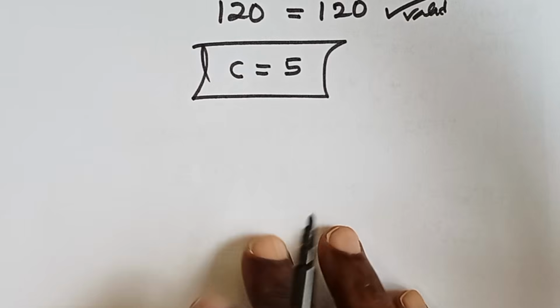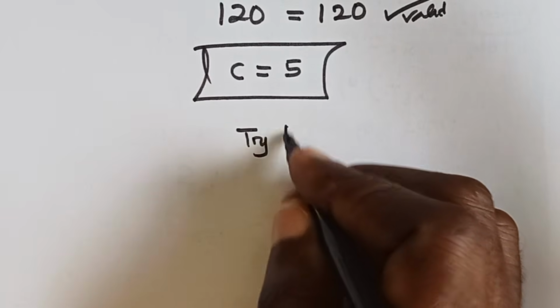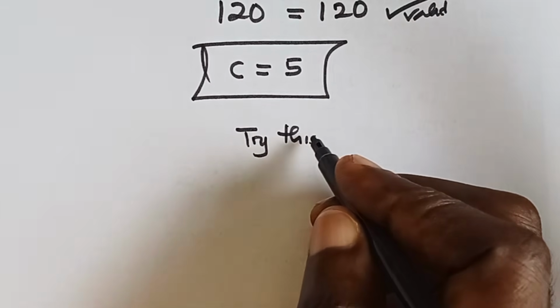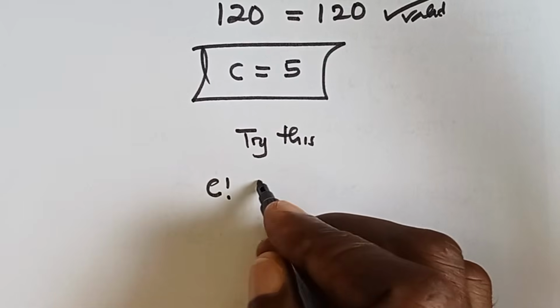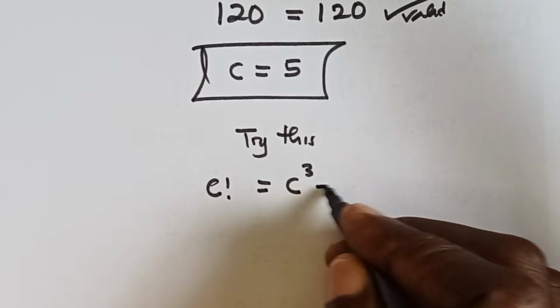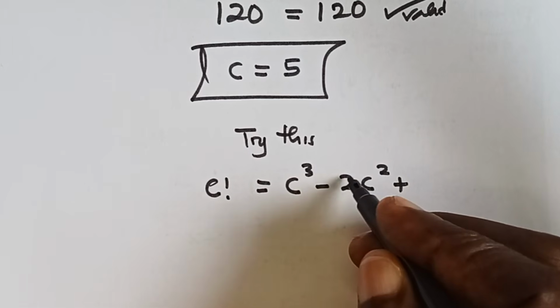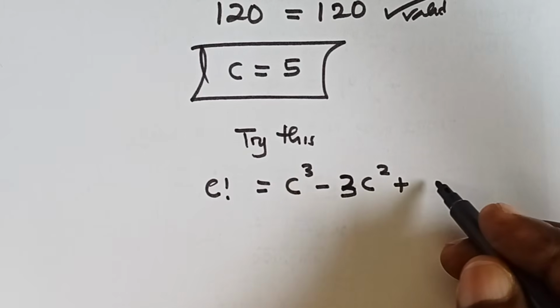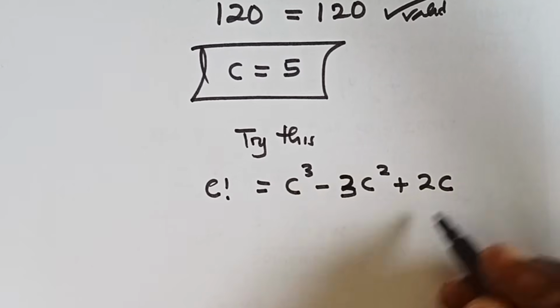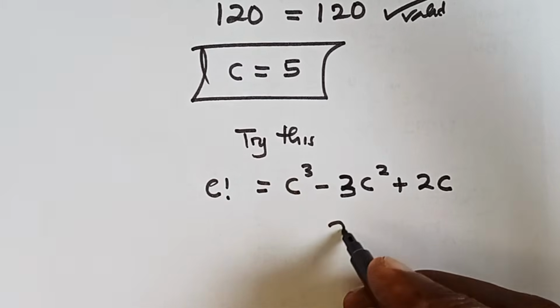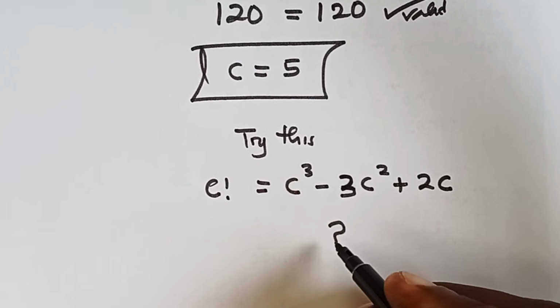Okay, now let's try something similar to that. Let's try this: c factorial equals c cubed minus 2c squared plus 3c squared plus 2c. Alright, so let's try this and write our answer under the comment section.